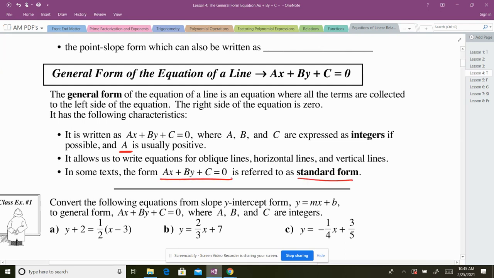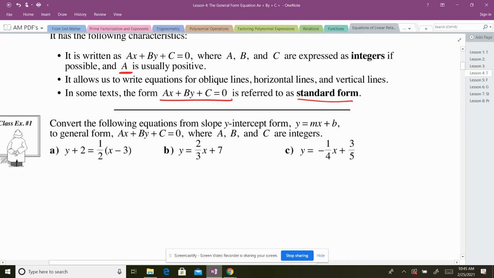It's always set equal to 0. So, notice it has no brackets or anything. So you have to clear all brackets. All right, here we go.